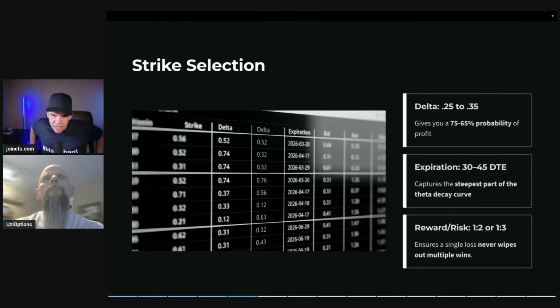Let's move on to the next topic here with the put credit spread strike selection. So Uzi, I'll give you my favorite way to select these strikes, then you tell me yours at the very end, okay? Sure. So I like to do delta 25 to 35.